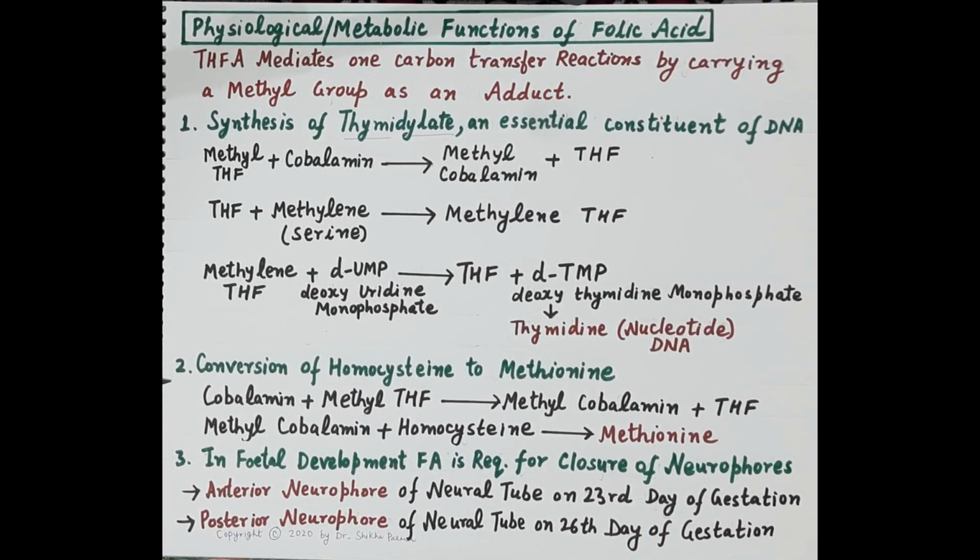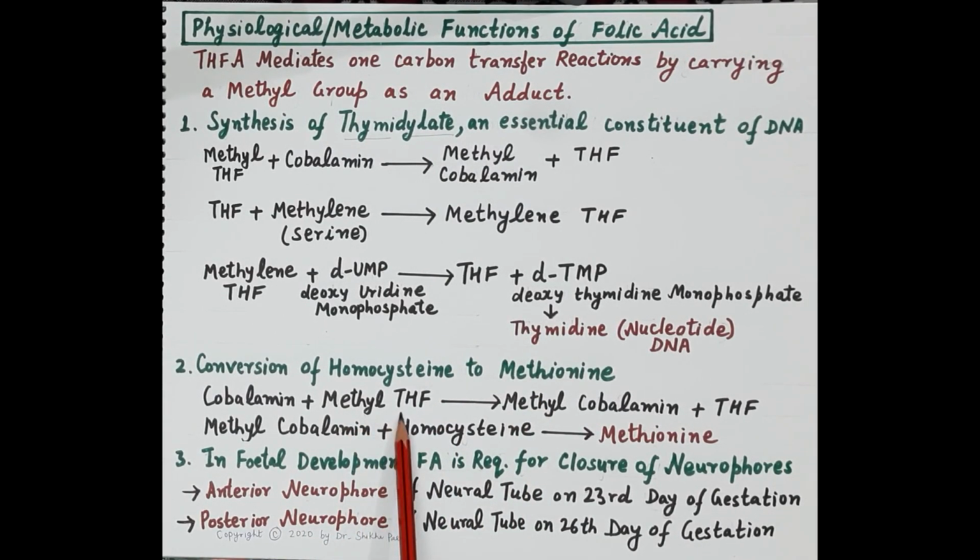Second, folic acid is required for the conversion of homocysteine to methionine. That means folic acid converts homocysteine to methionine. It reduces the levels of homocysteine in the brain. Now, increased levels of homocysteine are associated with problems like atherosclerosis and platelet aggregation, which in turn result in ischemic heart diseases. So, folic acid reduces the levels of homocysteine by converting homocysteine into methionine.